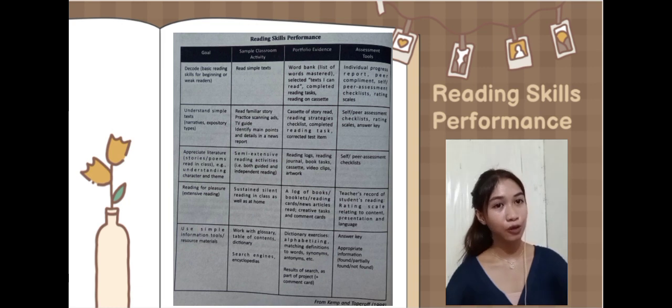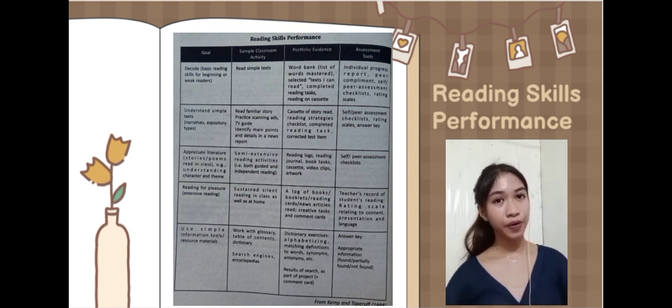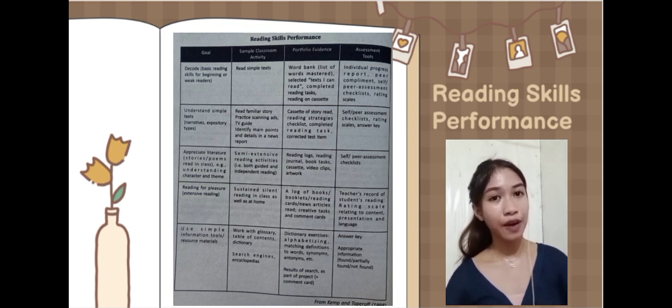And for our assessment tools, we have here the individual progress report, peer compliment, self or peer assessment and checklist, and also rating scales. Next one, your goal is to understand simple text. So it goes with the narratives, expository types. Your sample classroom activity will be read familiar story, practice scanning ads, TV guides, and also identify main points and details in a news report.